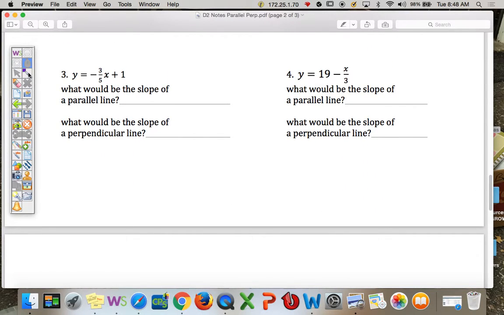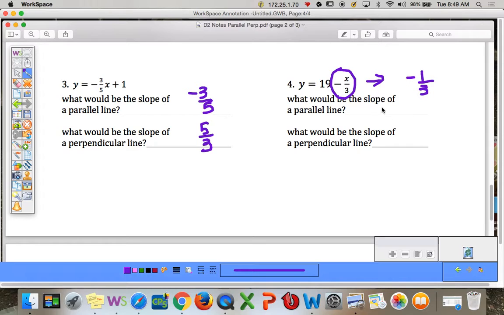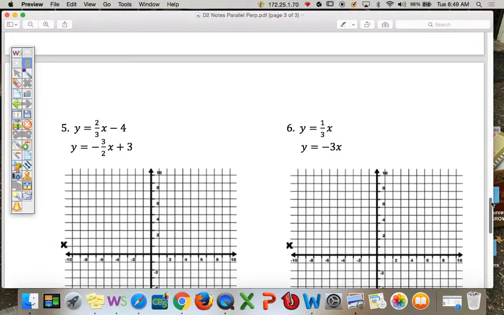What would be the slope of a parallel line of this right here? Well, the slope is negative 3/5. And if it's perpendicular, you flip it. And if one's negative, you keep it positive. What would be the slope of this line? Now we have negative x/3, so the slope is negative 1/3. And if we flip it, it becomes positive 3/1. Okay, so parallel lines have the same slope. Perpendicular lines, when you flip it and change the sign.